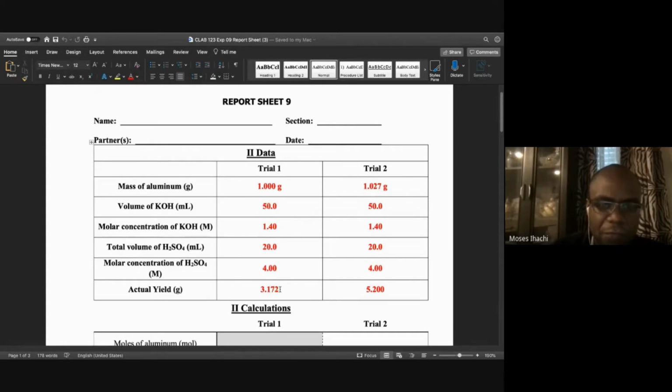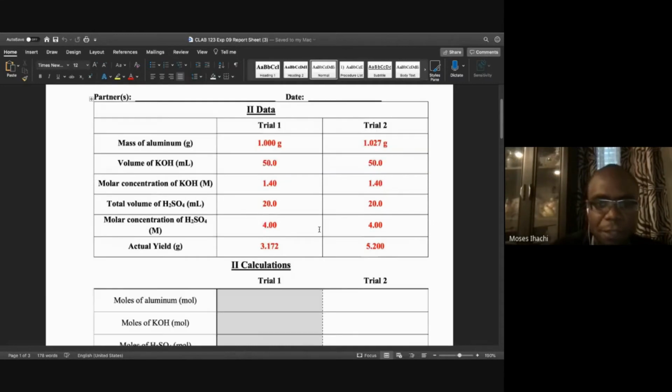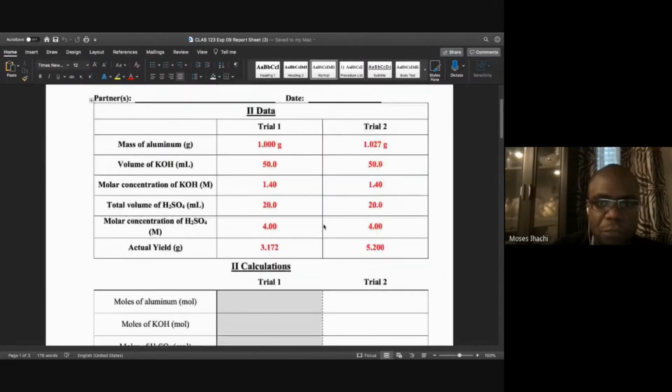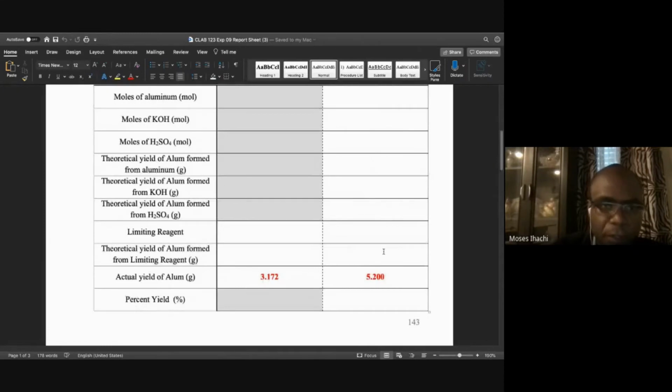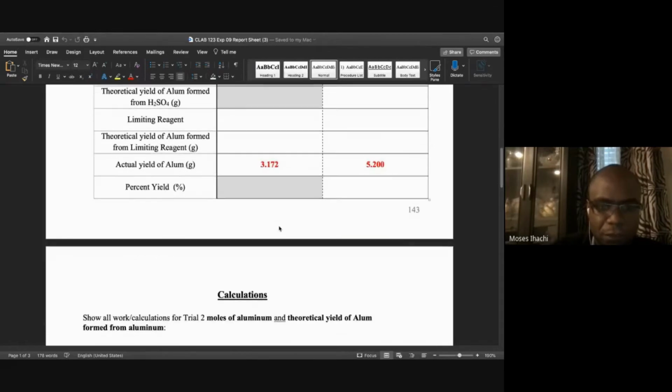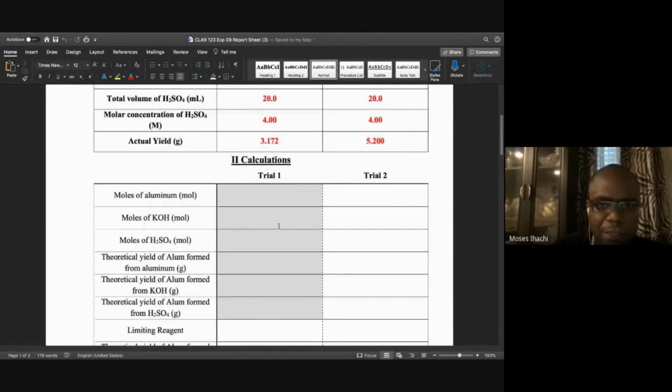Actual yield after weighing the alum was 3.172 for trial 1 and 5.200 for trial 2. So it's the same number posted down here, the actual yield of alum. So you will need to populate the numbers for trial 2. I'm going to walk you through trial 1 as an example.